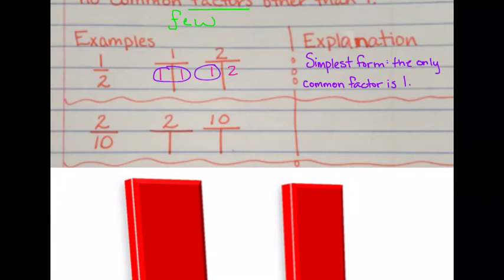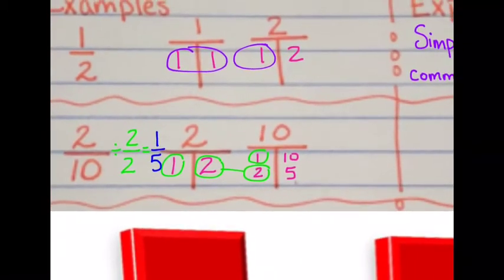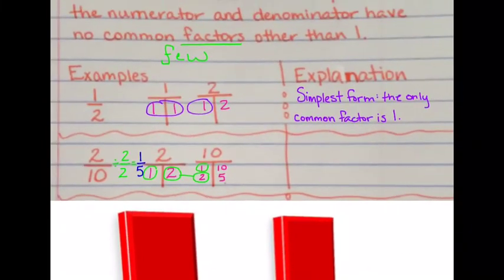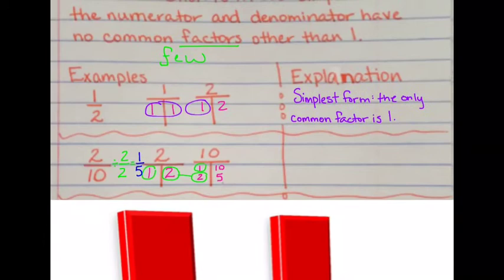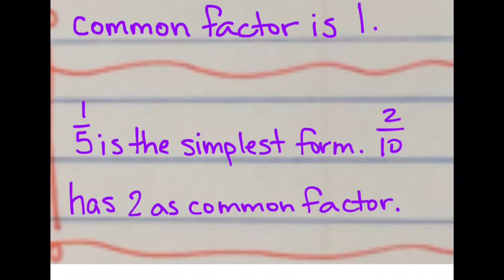Let's look at 2/10. So we're going to look at the factors for 2 and the factors for 10. So once you list the factors, you can see that 2 is a common factor for 2 and for 10. If you actually go and divide the numerator and the denominator by the same number, 2, you can reduce that fraction to its simplest form of 1/5.